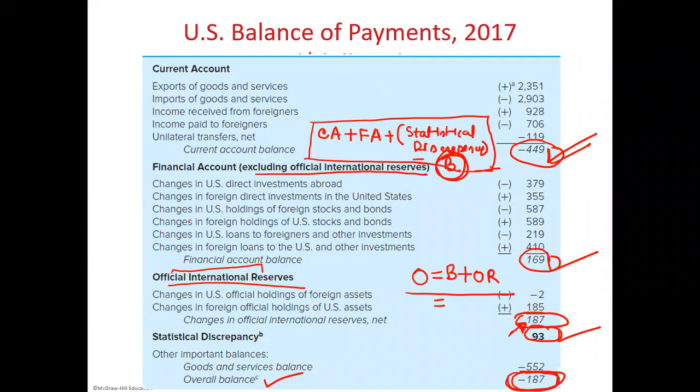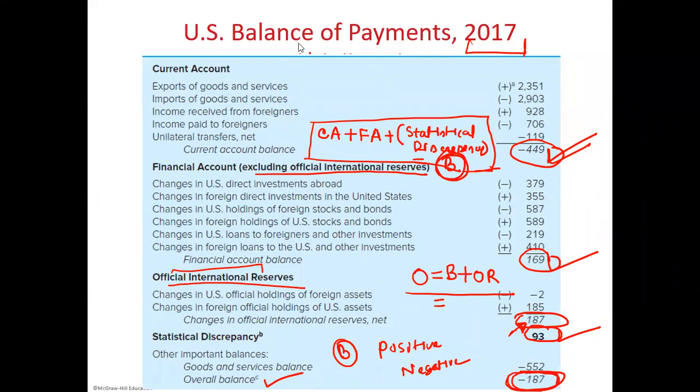So let me make a discussion on this. Okay, what we are trying to say by this. What do we see for the overall balance of the US balance of payments in the year 2017? Do we see the overall balance as positive or negative? I mean the B. We see it is negative, right?